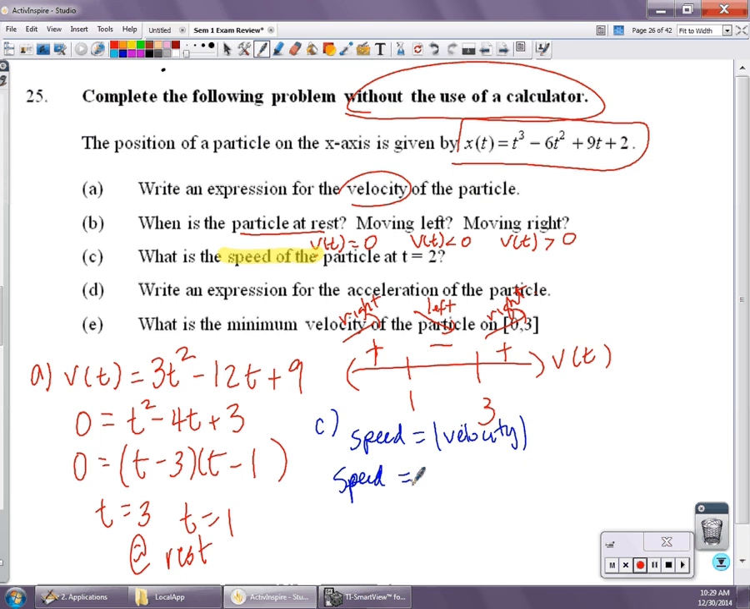So speed at t equal to 2 would be the absolute value of v of 2, which is negative 1 times 1, which is negative 1. The absolute value of negative 1 is positive 1. So the speed is 1. They didn't give me any units here, so we'll just say that the speed is 1. Hopefully I substituted that correctly. 2 minus 3 is negative 1. Yeah, that's right. Letter D, I need expressions for the acceleration of the particle.